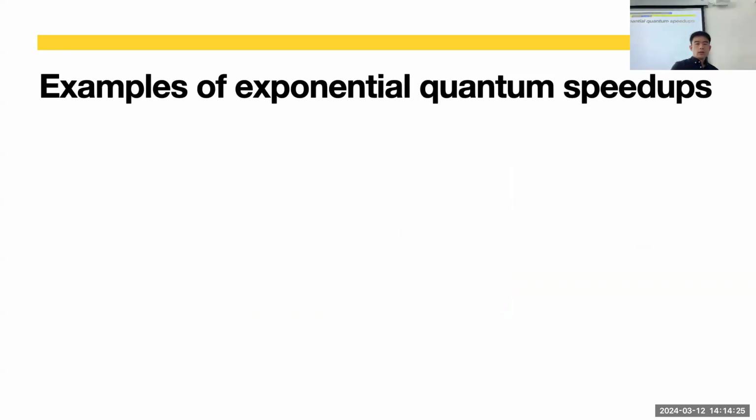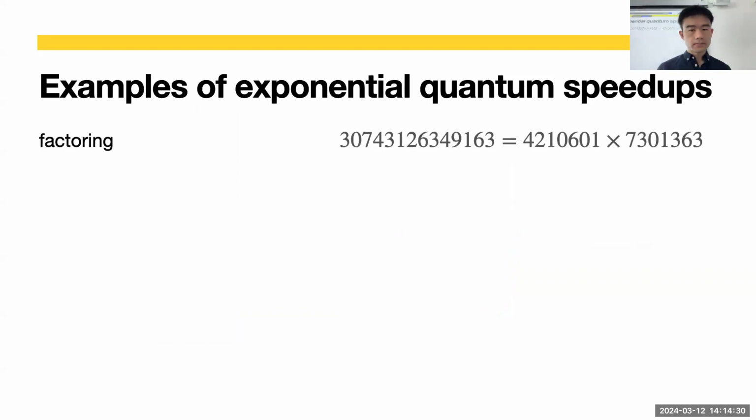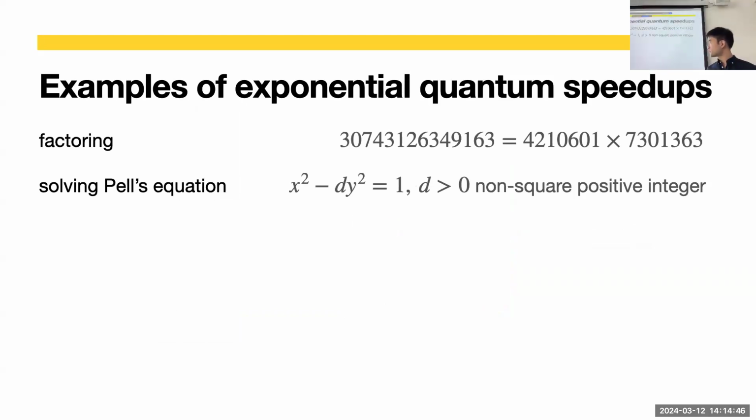Okay. So here are some examples of exponential quantum speedups. The most famous of these is, as we all know, the factoring problem, where you take a natural number and you want to break it up into its prime factors. A maybe less well-known cousin of the factoring algorithm is something known as solving Pell's equation. So this is a number theoretic equation, x squared minus d times y squared equals 1, where d is a non-square positive integer, and you want to solve for x and y in the integers.